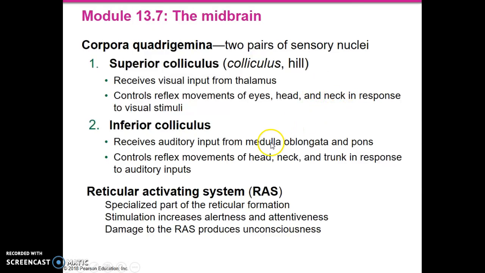It receives auditory input, controls reflex motion in response to auditory input. For example, you hear noise, you turn toward that noise. And it also contains a reticular activating system. This system is when it's stimulated, it will allow us to become alert and awake. Damage to this reticular activating system in the midbrain produces unconsciousness or coma.